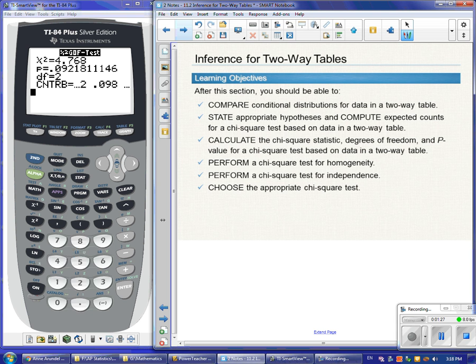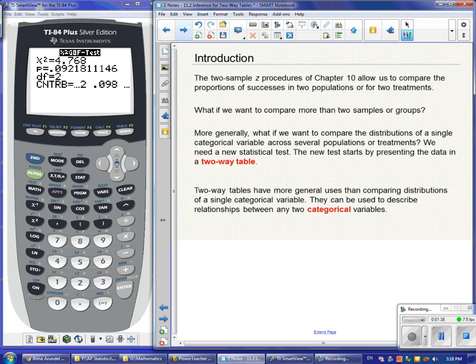So anytime you have a two-way table of categorical data, we can perform a chi-squared test on that data. As an introduction, we know that a two-sample Z procedure from Chapter 10 allows us to compare the proportions of successes in two populations or for two treatments. But what if we want to compare more than two samples or groups, or more generally, what if we want to compare the distribution of a single categorical variable across several populations or treatments? We need a new statistical test.